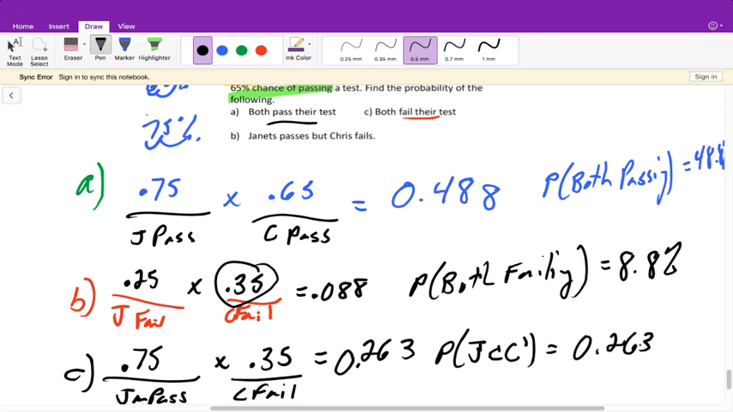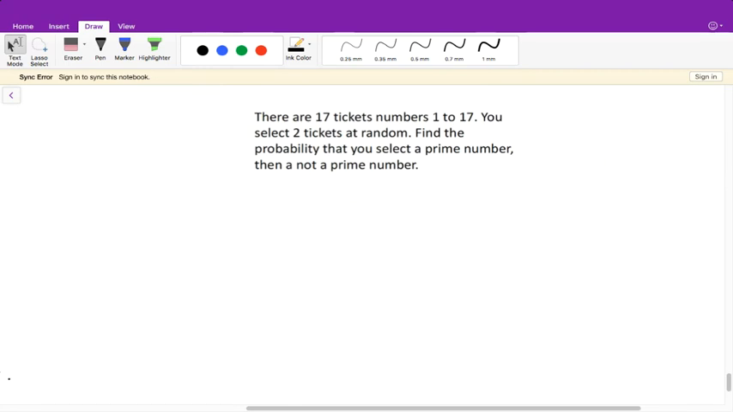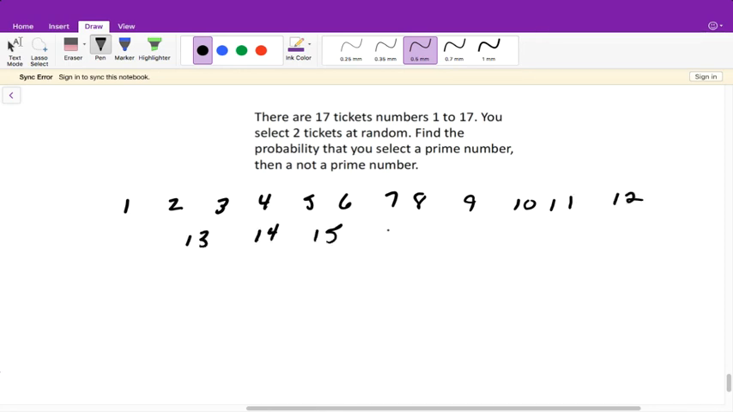All right, there are 17 tickets, numbers 1 to 17. You select 2 tickets at random. Find the probability that you select a prime number and then not a prime number. So first, let's just write out all the numbers. 1, 2, 3, 4, 5, 6, 7, 8, 9, 10, 11, 12, 13, 14, 15, 16, and 17. All right, now we're talking about prime numbers. So let's go ahead and highlight all of our prime numbers.